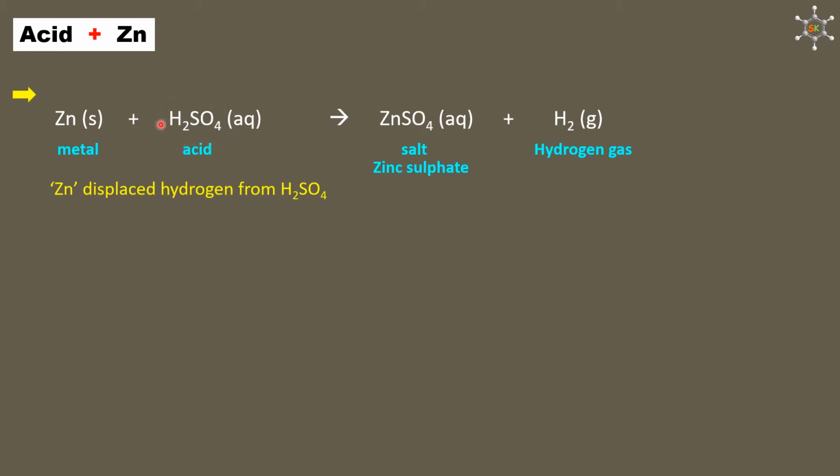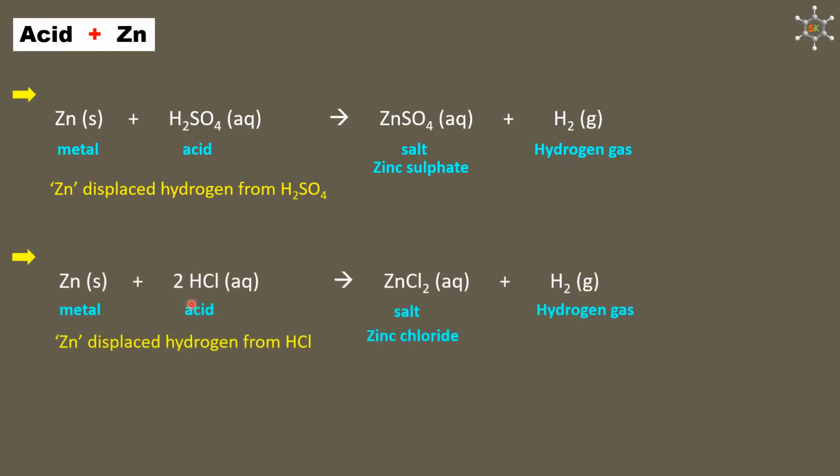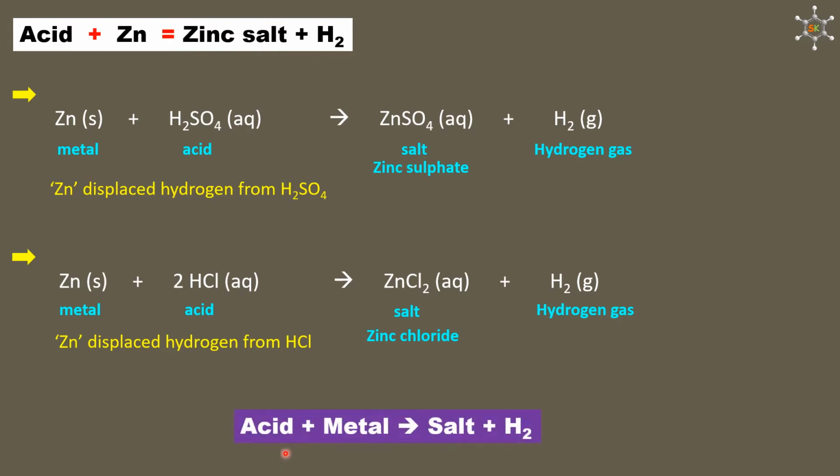If we replace sulfuric acid by HCl, that is hydrochloric acid, then zinc reacts with HCl to form zinc chloride salt and releases hydrogen gas. Here, zinc displaced hydrogen from HCl. By observing these two equations, we can generalize that acid reacts with zinc to form zinc salt and releases hydrogen gas. In general, acid reacts with a metal to form salt and releases hydrogen gas.